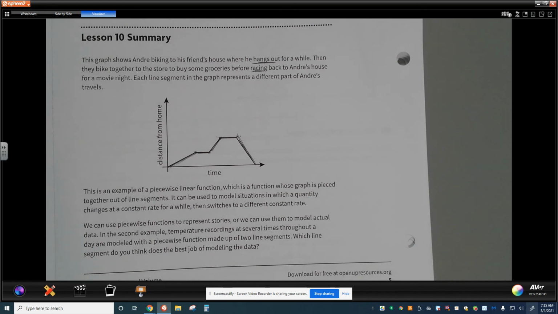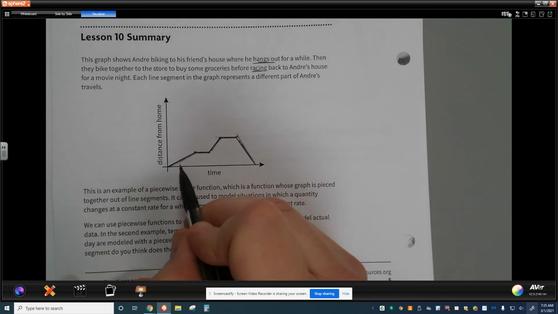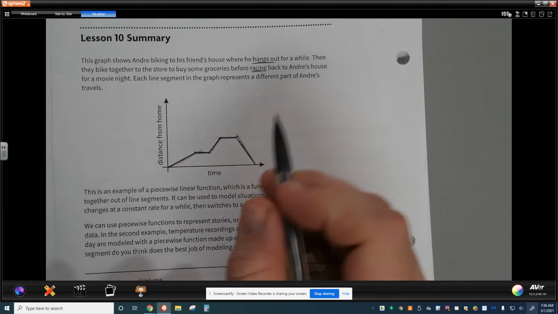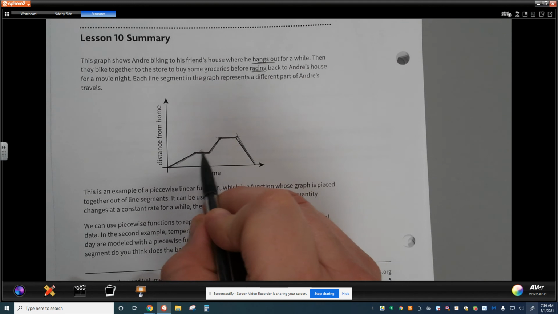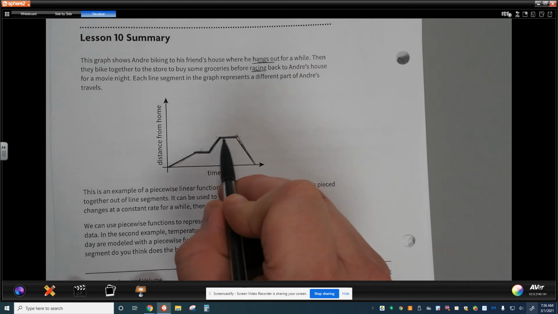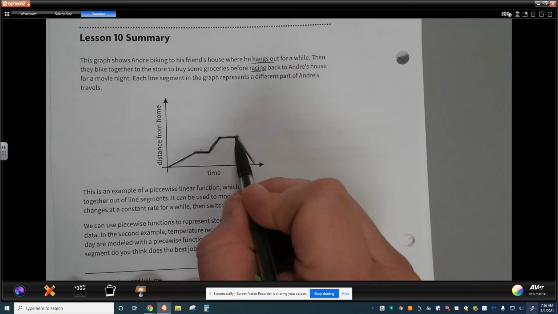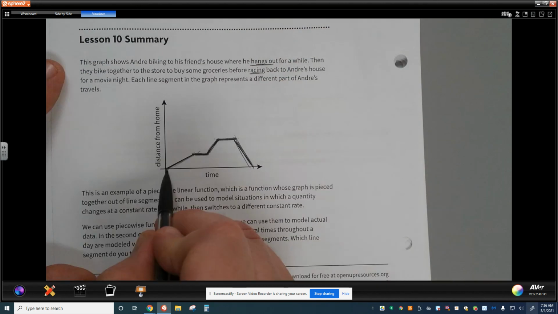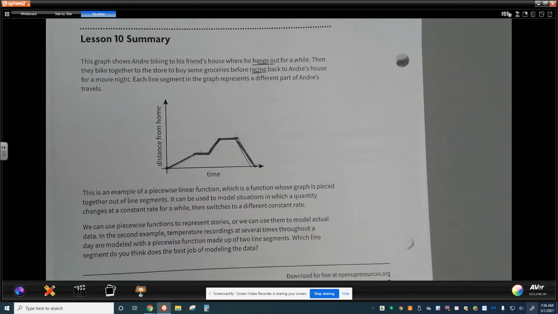They can talk about the different speeds that they're riding at. Obviously, he's riding kind of slow to his buddy's house, then he stops riding. His distance doesn't change, but the time changes. Then they ride a little further from his house to the store. Distance, again, doesn't change for a while. And then the distance returns back to normal when he gets back home. Everything down here on the x-axis would be at home.